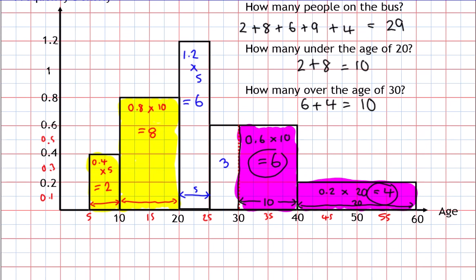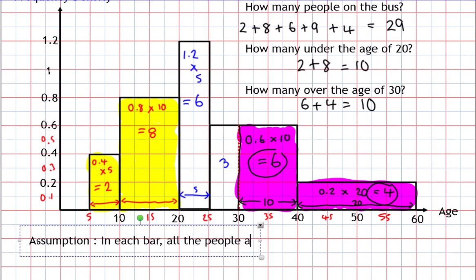Now, what's really important underneath here, and I want you to write this definitely in your book and probably colour it in, is the assumption, because these days in a maths exam you quite often have to explain your assumptions. The assumption is that in each bar all the people are equally spread out across the bar. We make the same assumption when we do box and whisker, because we were splitting boxes and whiskers up when we did that, and we assumed there that things were equally spread.